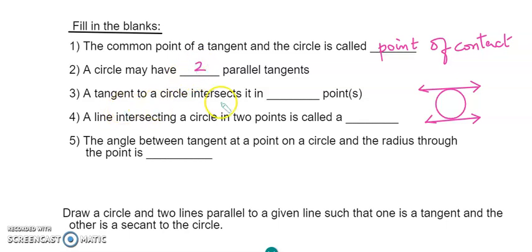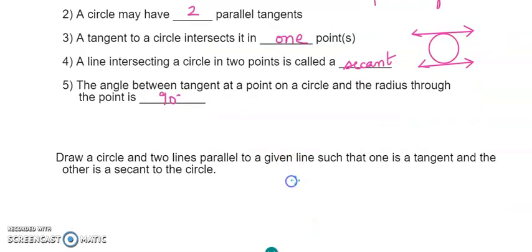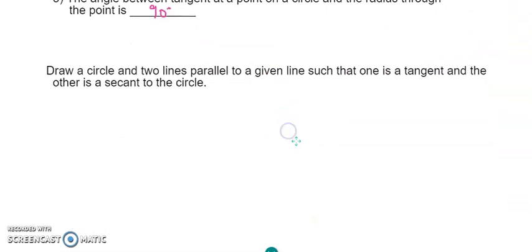Correct? A tangent to a circle intersects in only one point, and a line intersecting a circle in 2 points is called a, yes, secant. The angle between the tangent at a point on a circle and the radius through it is 90. Why? Because it's perpendicular. Correct? Next, you're saying draw a circle and two lines parallel to the given line such that one is a tangent and the other is a secant.